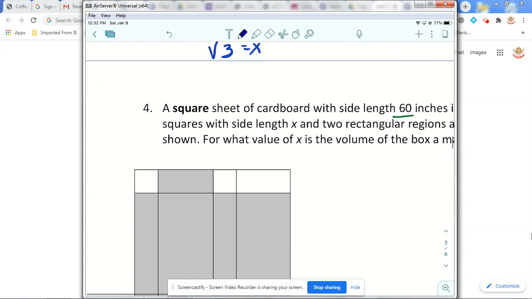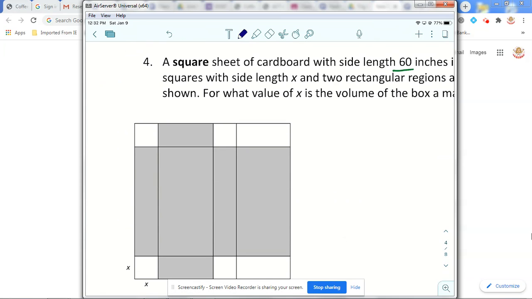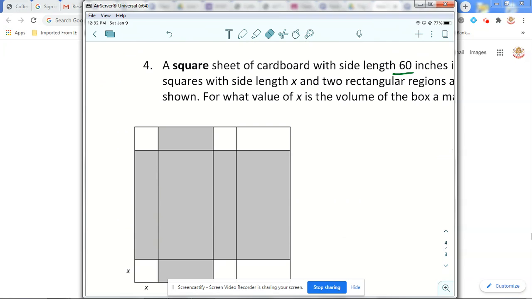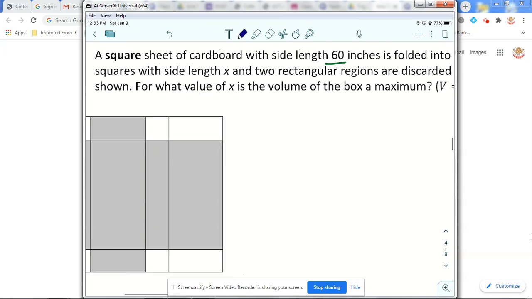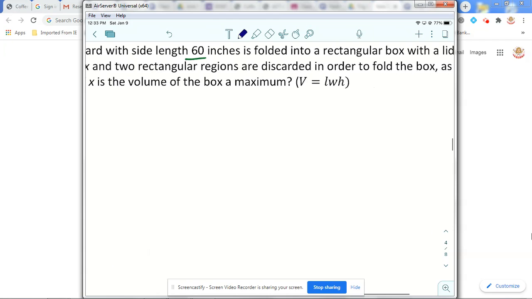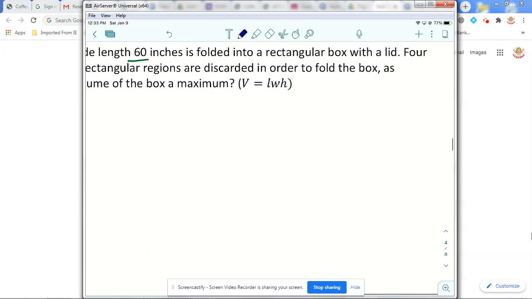All right, now if you are out of time, you all are going to need to watch this example on your own from home. This is an important one. Boxes are really common in optimization problems, but we have a square sheet of cardboard with length 60 inches, and it's folded into a rectangular box with a lid. So it's kind of like those boxes I used to put the calculators in.